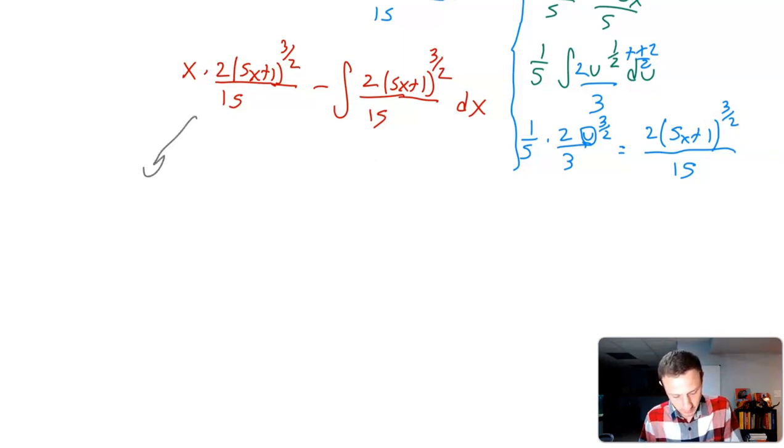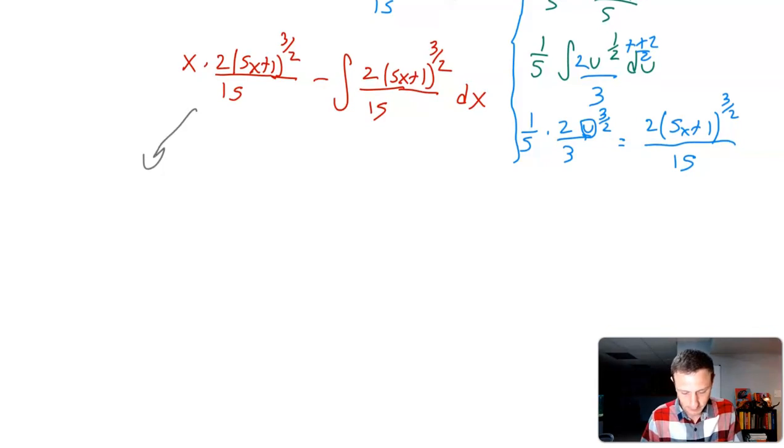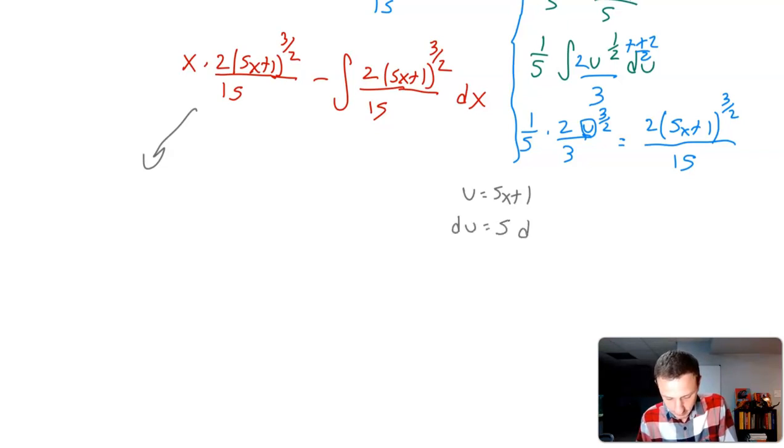So this is just going to come over here. I'll ignore that for a second. I don't really need that. I do need to take care of this integral though. So I'm going to integrate this. I'm going to take out the 2/15. I'm going to call 5x plus 1 u. So u equals 5x plus 1. So it's going to be du equals 5 dx.